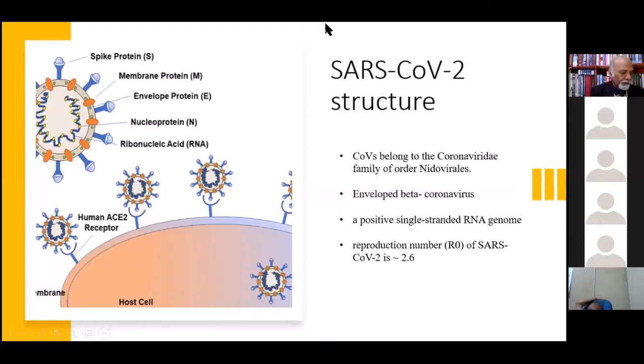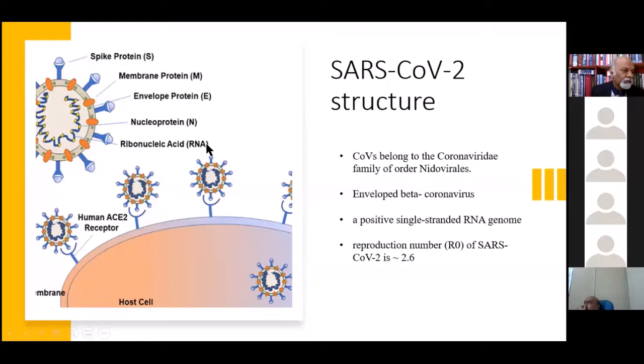In terms of its structure, SARS-CoV-2 contains 4 structural proteins: the spike protein, membrane protein, envelope protein, and nucleoprotein. And inside we have the single-stranded positive strand ribonucleic acid, or RNA.